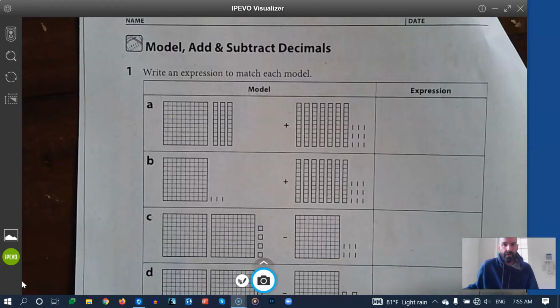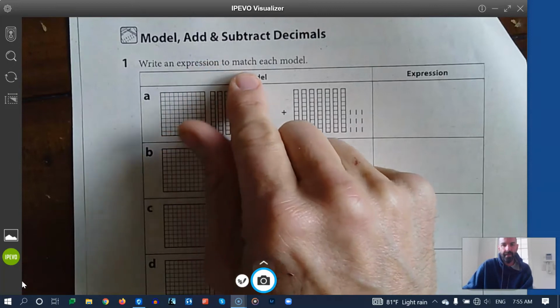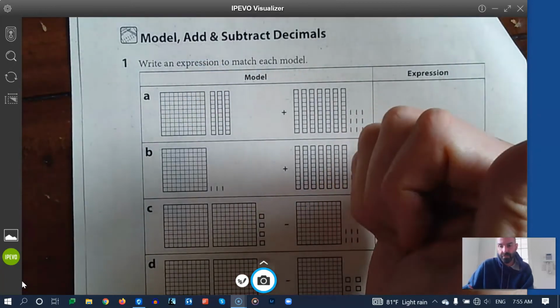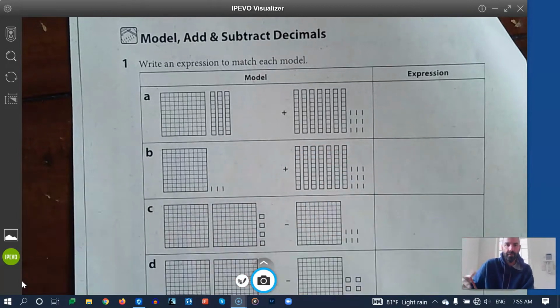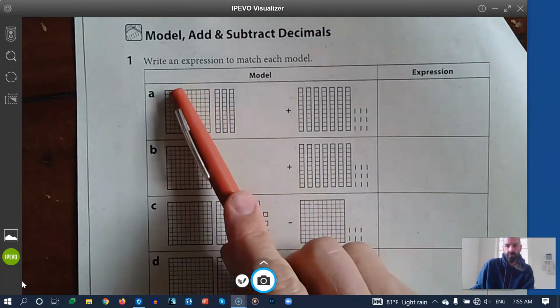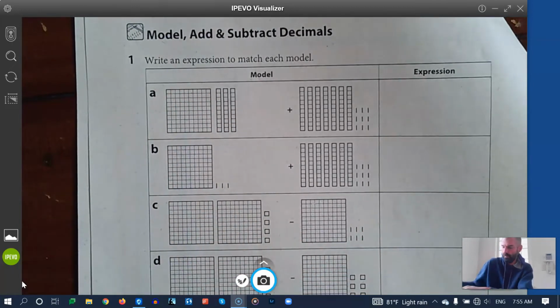All right, so this is model, add and subtract decimals, write an expression to match each model. So expression, again, is just 4 plus 6. Equation is 4 plus 6 equals 10. So we are doing decimals, so this is my 1 whole. So I have 1 whole and 3/10.